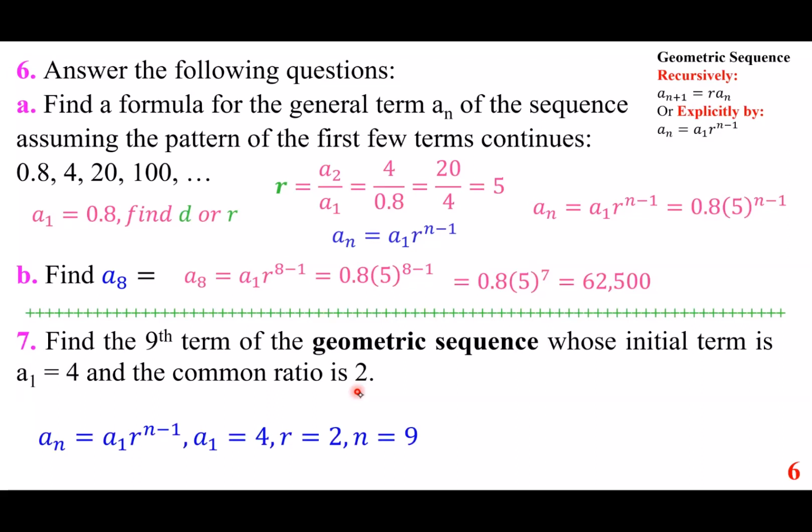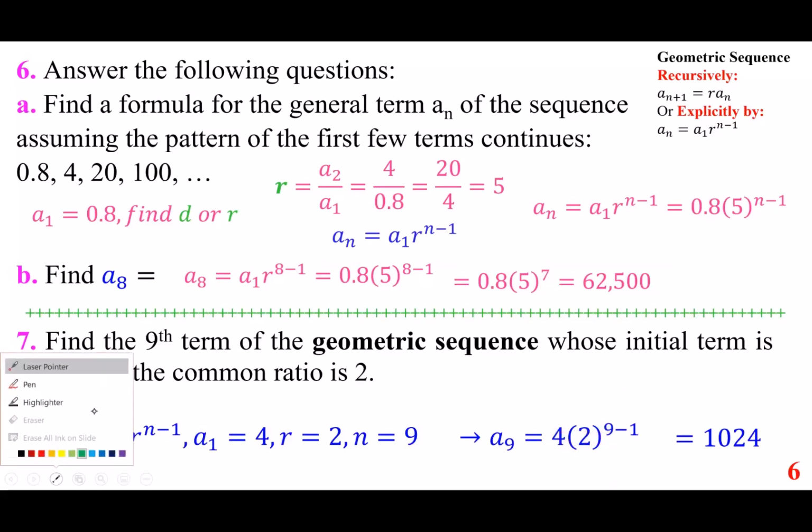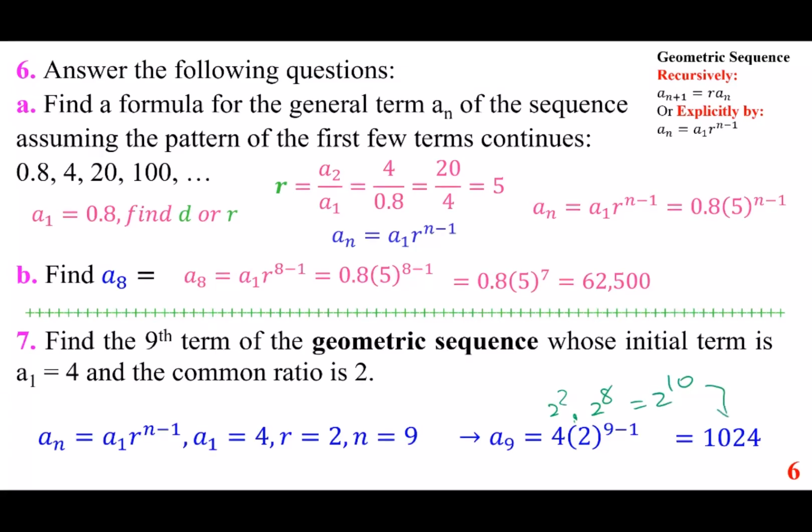Since we want the 9th term, we want A sub 9, so n equals 9. That is A sub 1, which is 4, times R, which is 2, to the power of n minus 1, which is 9 minus 1, or 8. So it's 2 to the power of 8 times 4. Use a calculator. By the way, you may recognize that 4 is 2 squared, and this is 2 to the power of 8, so they add up to 2 to the power of 10. That may make it easier to calculate.